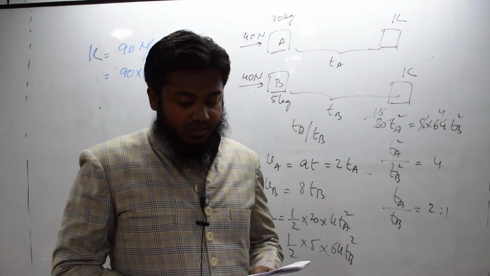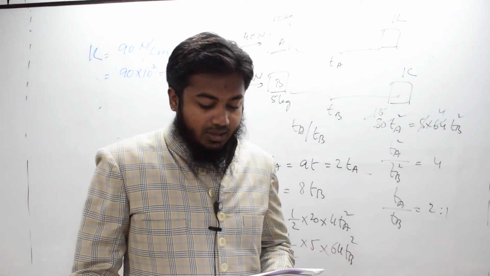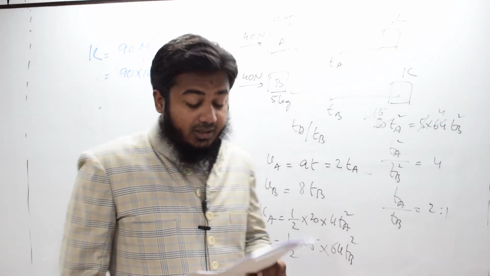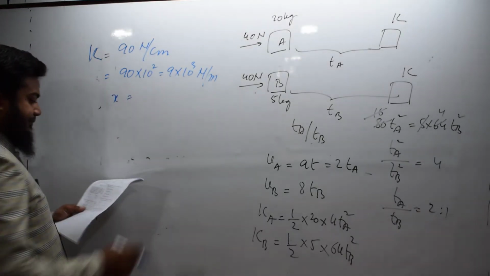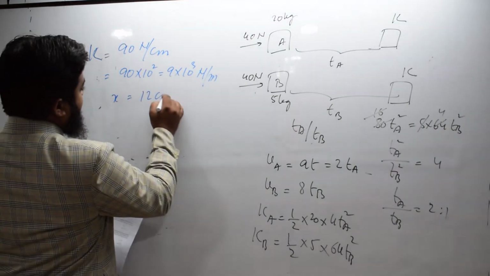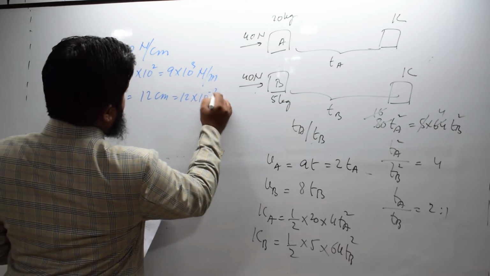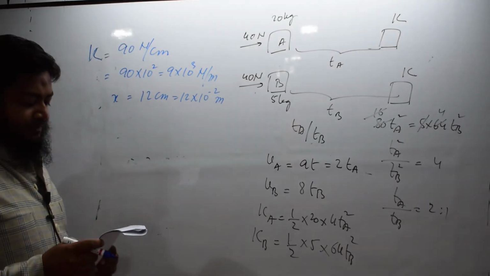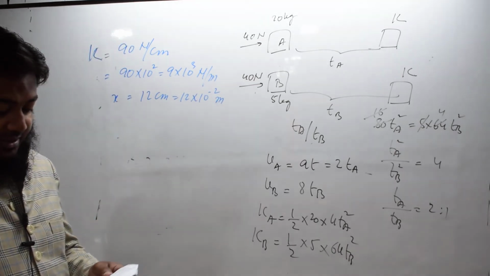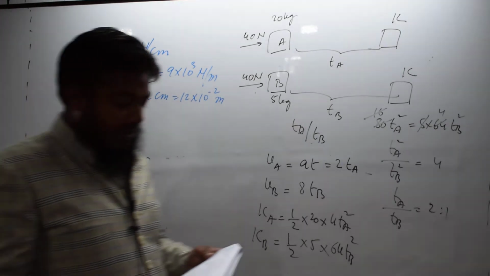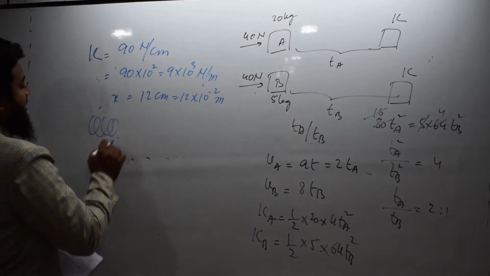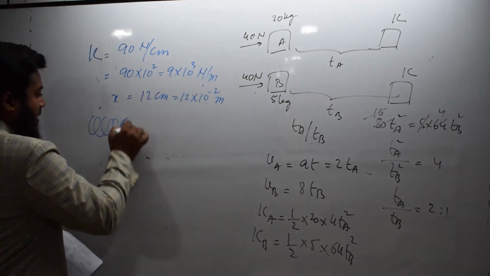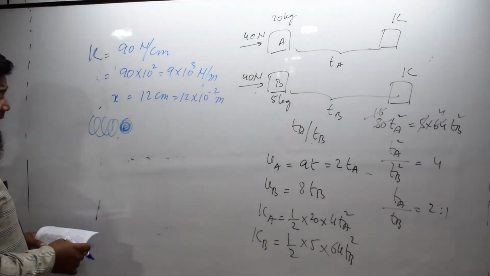Is compressed 12 centimeter by a ball of mass 16 gram. So, the displacement in the spring is 12 centimeter, or 12 into 10 raised to the power minus 2 meter, by a ball of mass 16 gram. If the trigger is pulled, the velocity of the ball is. So, there is a spring and it has been compressed by a ball, it has mass 16 gram.